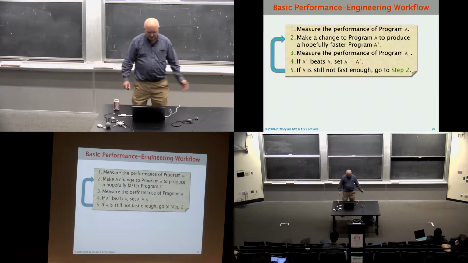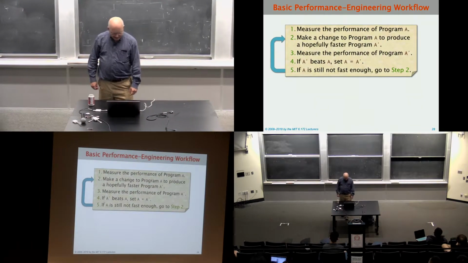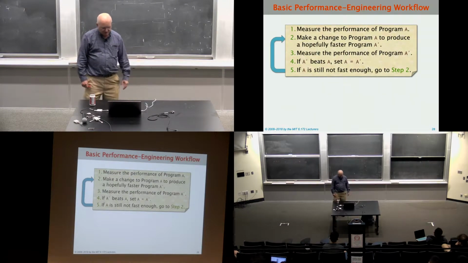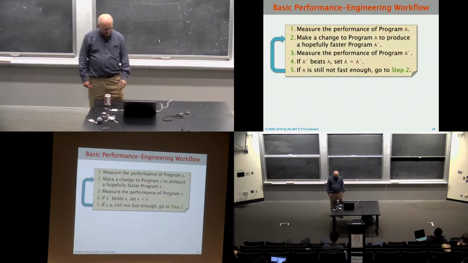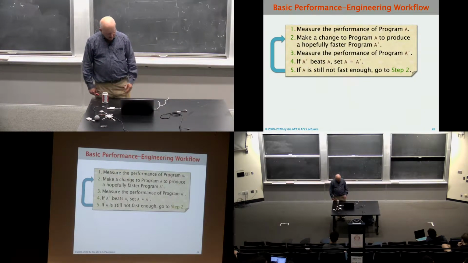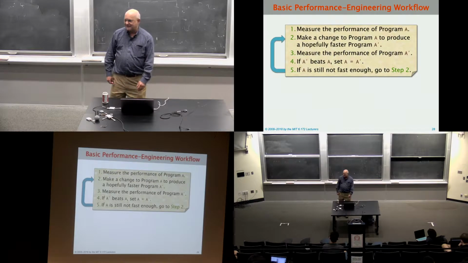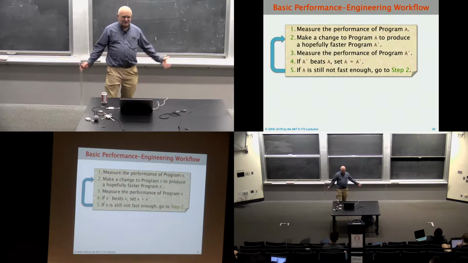You take a program that you want to make go fast, program A. You make a change to program A to produce a hopefully faster program A prime. You measure the performance of program A prime. If A prime beats A, then you set A equals A prime. And if A is still not fast enough, you repeat the process. That's basically what you're doing.